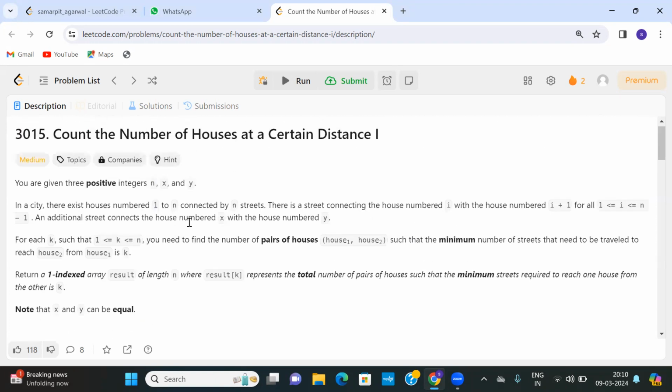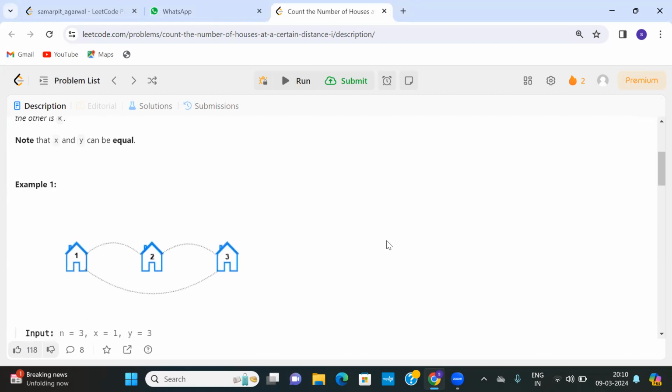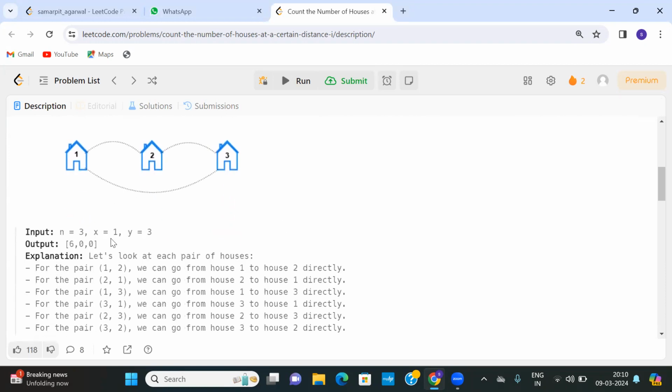Now let me read the question forward. Numbered I and an additional street connects the house numbered X with the house numbered Y. So there are streets connecting I and I plus 1, that is 1 to 2, 2 to 3. Now there is an additional street connecting X to Y. Let me see the values of X and Y. In this particular example, the values of X and Y are 1 and 3. So there is a street connecting 1 to 3.